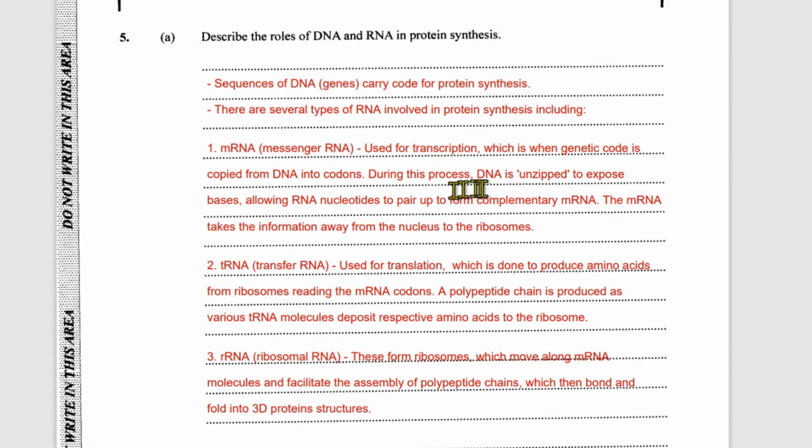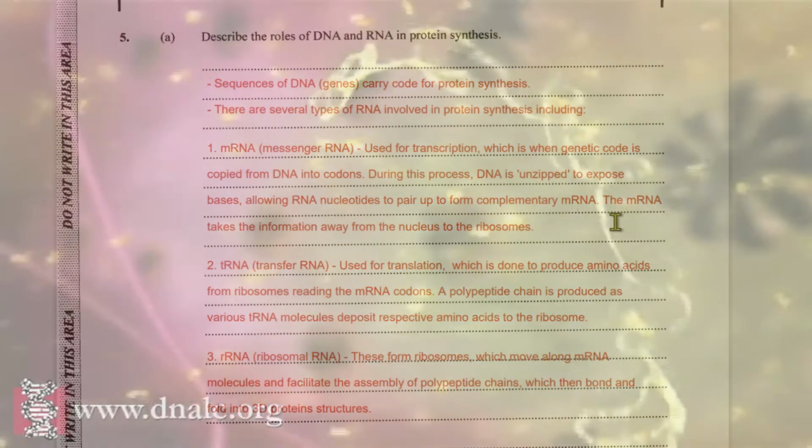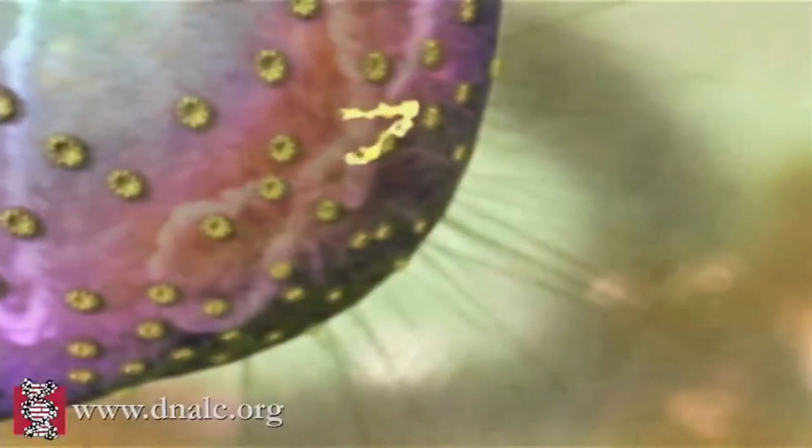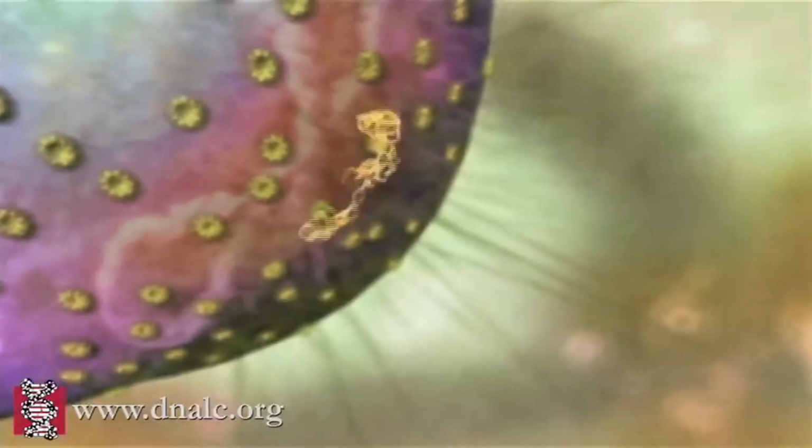During this process, DNA is unzipped to expose the bases, and when it is exposed, the RNA nucleotides, which have all the same ones, adenine, cytosine, guanine, but not thymine, and instead have one called U, which stands for uracil, pair up to form complementary mRNA. So just like how you would have two strands of DNA, the mRNA is very similar to the other strand of DNA.